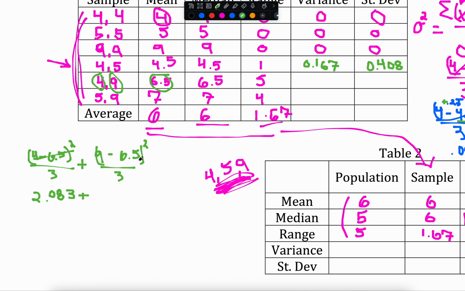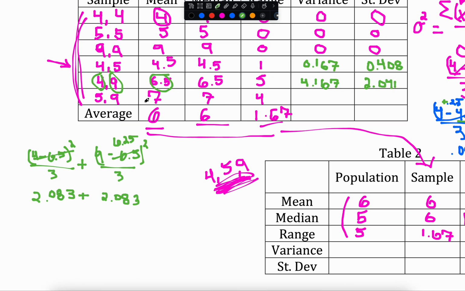Okay, 9 minus 6.5 is also 2.5, but it's positive 2.5 squared, which doesn't matter. It's still going to be 6.25. And 6.25 divided by 3 is going to be the same thing again. It's 2.083. And so my whole variance, if I add those together, is 4.167. If I take the square root of that, I get 2.041.